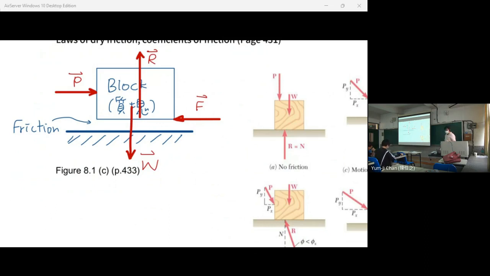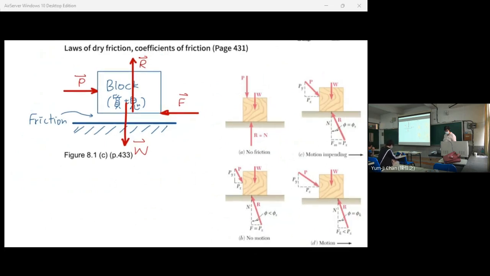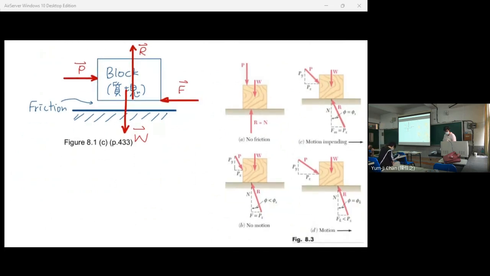After you draw the free body diagram, we go down here. Let's have a look at the relationship between F and P.